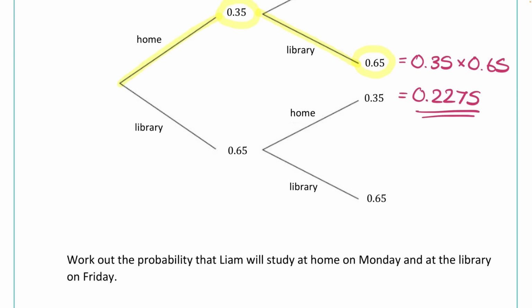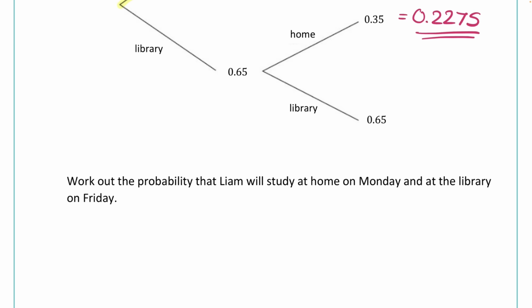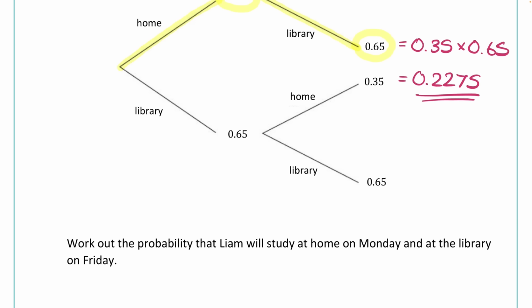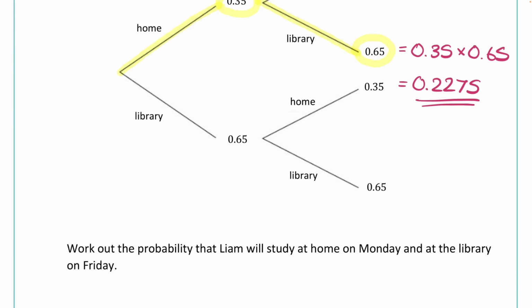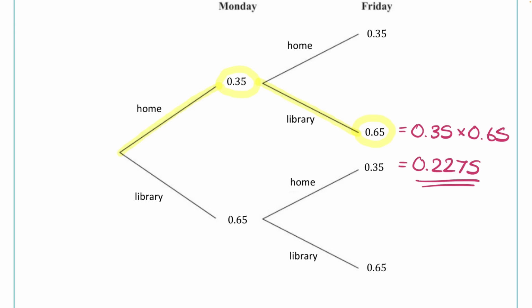I don't need to write that as a percentage, I don't need to convert it to a fraction or anything like that. I can just times them together using my calculator, 0.2275. And there's my answer. So that's using a probability tree, just timesing across. If I did have to get multiple answers, I would add them all together at the end, but this one only required the one route, so 0.2275.